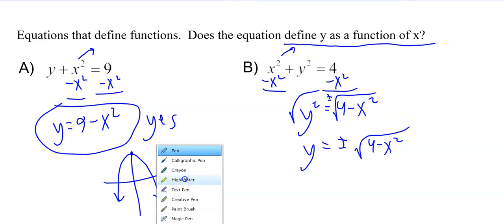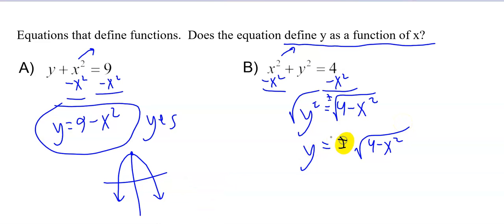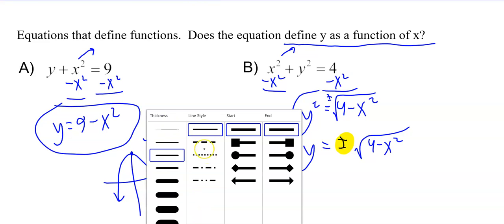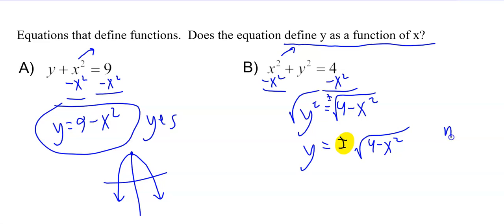Notice the key thing there is this is plus or minus. Those are two different functions. So this is not a function because it's two different functions. In fact, if you graphed it, it would be a circle with a radius of 2. It doesn't pass the vertical line test.